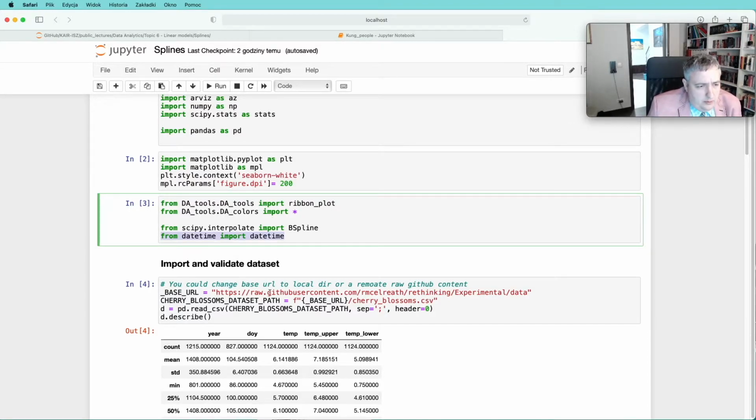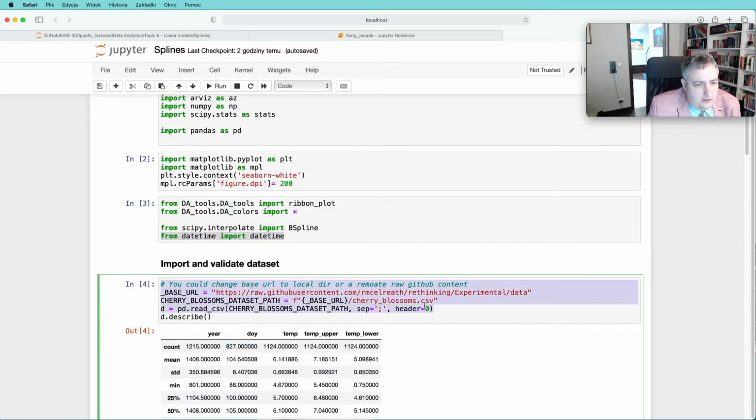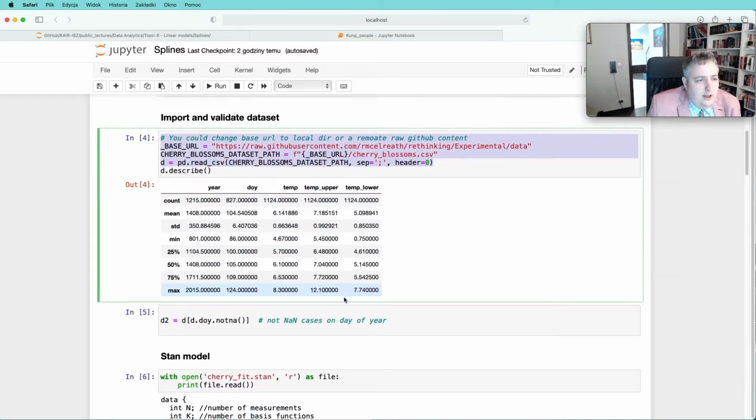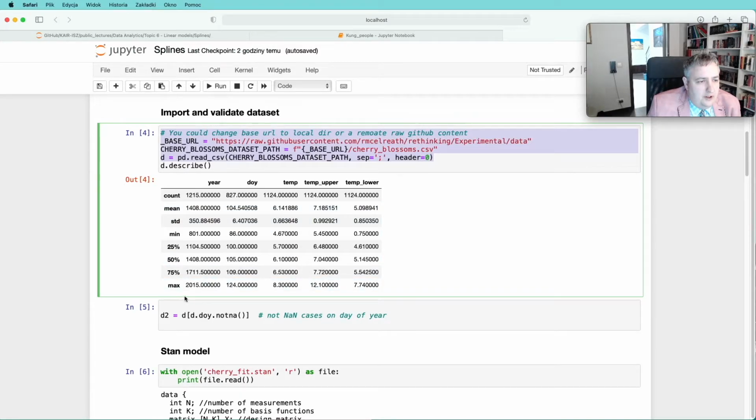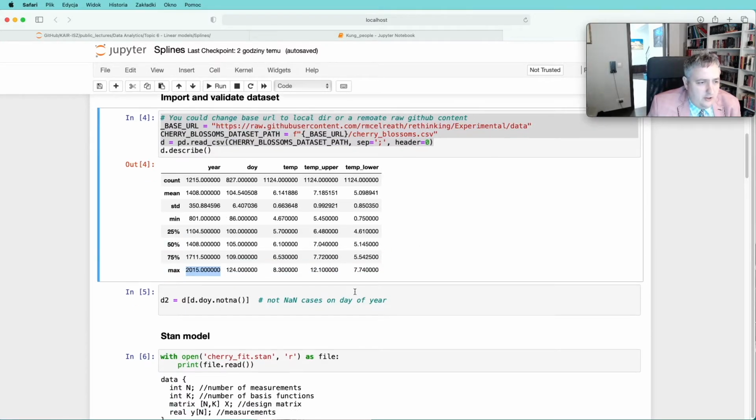In case of plotting, we again get data from McElreath's GitHub repository. As you can see, the minimal value is year 800, the maximal value is year 2015, so we have over 1,000 years of observations. We are interested in the day of the year. If this information was missing from our dataset, we are removing those points using the not-a-number method.